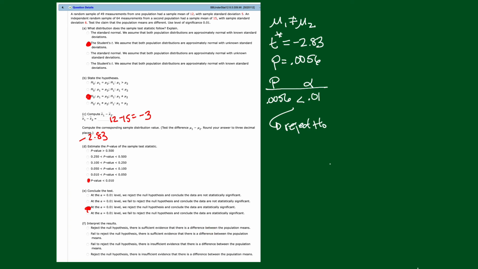That looks good. Let's see what the other ones say, though, just to be safe. Fail to reject. No, we're not failing to reject. This says reject the null hypothesis. There's insufficient evidence. Well, that's not true. We have significant evidence. So we're going with this one right here.